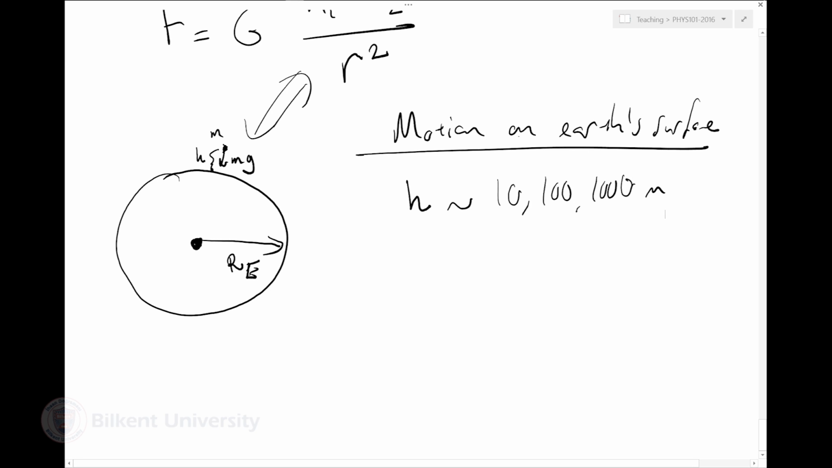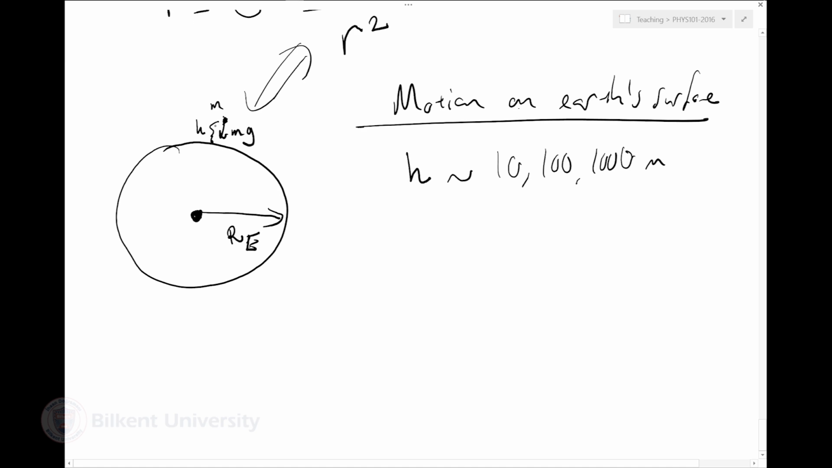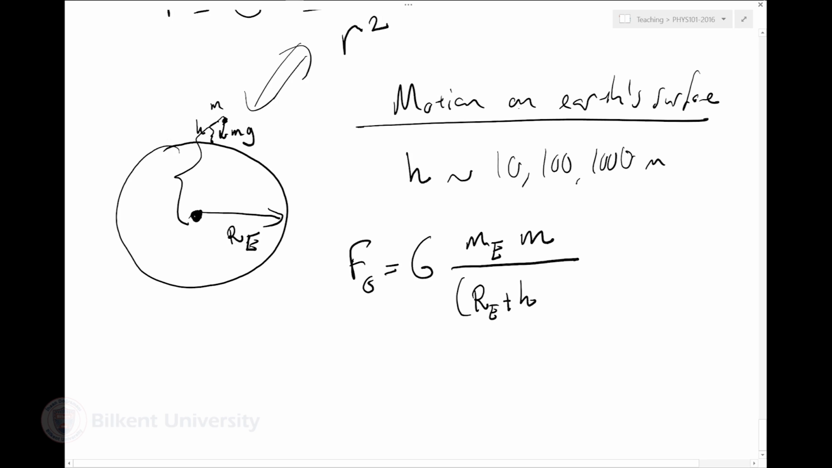So what's really the gravitational force between an object at height h and Earth? F gravitational must be G m Earth times m divided by, here's the thing, the distance between the two objects, but I'm thinking of the spherical Earth as if it's a point mass at its center. So the full distance here is going to be r Earth plus h, squared.